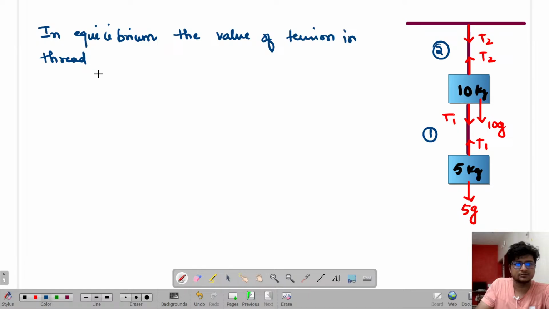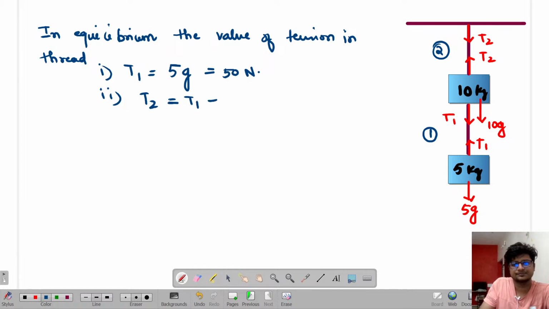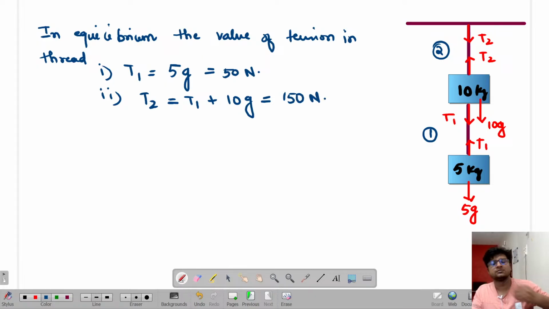So in thread 1, if I want to find T1, T1 is going to be how much? Simply equal to 5g, or not? Reply me, yes or no? And T2 will be how much? T1 plus 10g. How much is that? 50 plus 100, 150. Correct? Now this was my initial state.